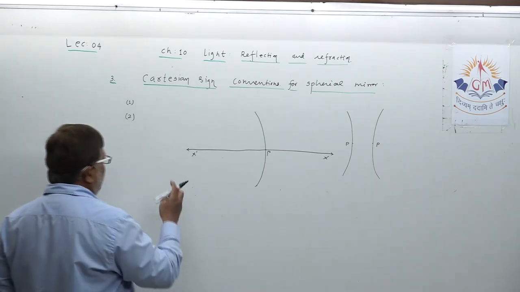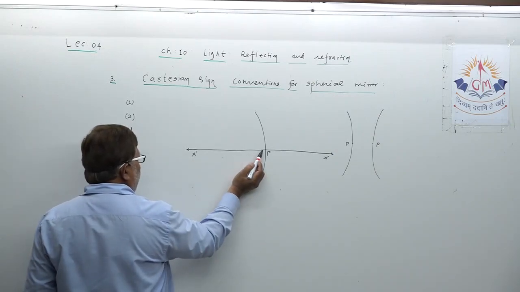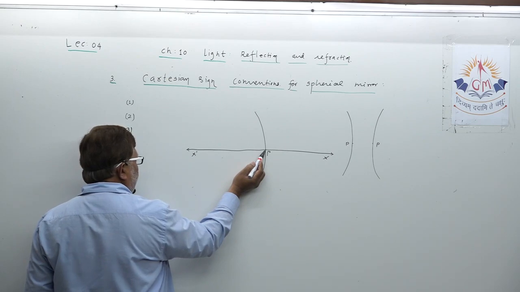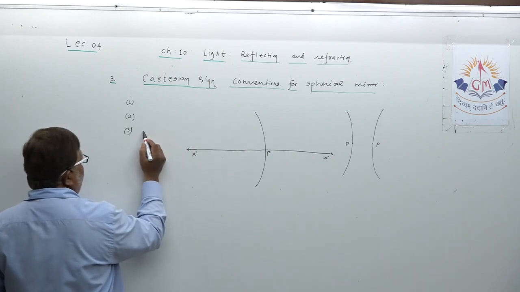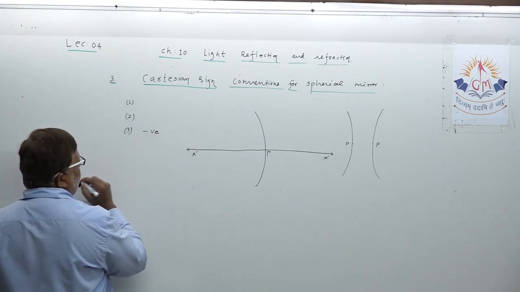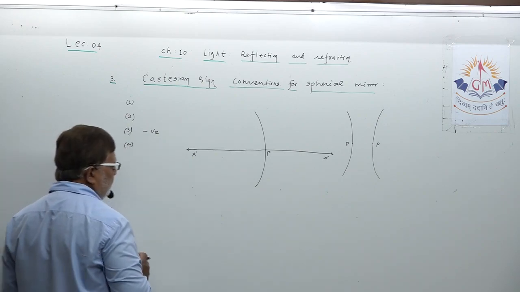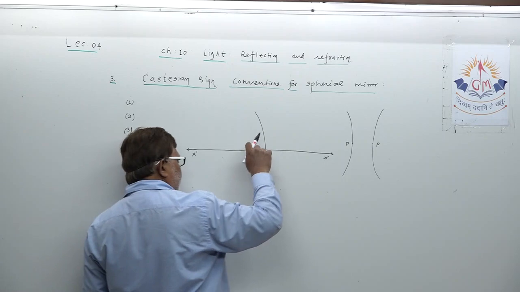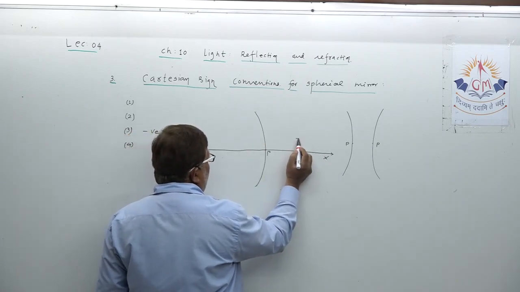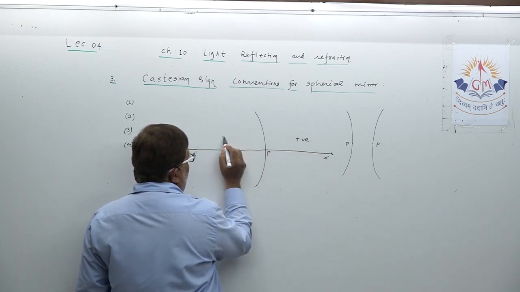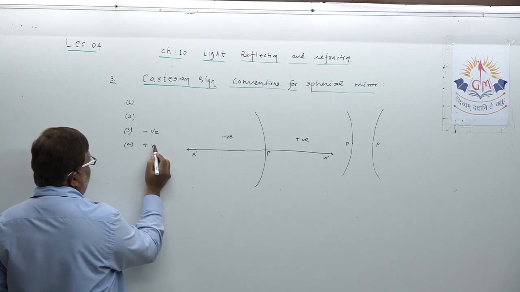Okay. Now this is what we are studying now. Any distance measured from the pole to the left side of the mirror is taken as negative. Remember this. Then next one, any distance measured from the pole to the right side of the mirror is taken as positive. These are taken as negative. They are taken as positive.